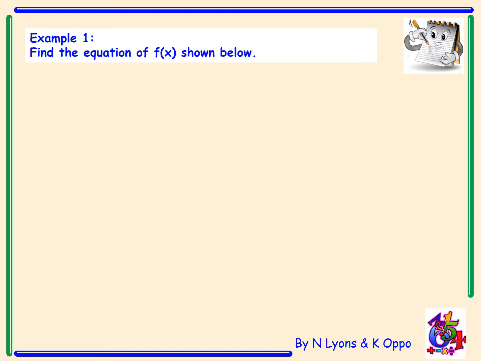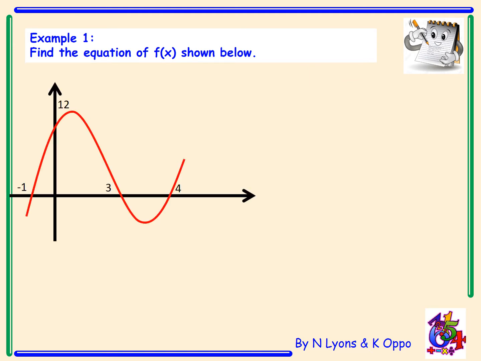Example 1. Find the equation of f(x) shown below. The first step, we need to insert the roots. So if we have a root x equals -1, this will give us a bracket of x plus 1. A root of x equals 3 is a bracket of x minus 3. And a root x equals 4 is a bracket of x minus 4.